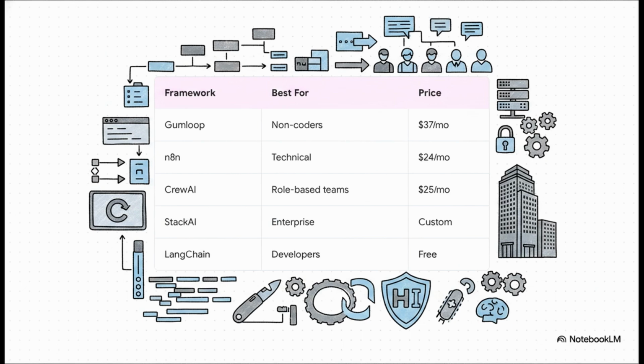What if you want to build a whole team of agents? Crew AI is incredible for that. You can have an AI researcher hand data to an AI writer who gives it to an AI editor. It's a digital agency in a box. For enterprise-grade compliance like HIPAA, you'll want to look at Stack AI. And finally, if you're a developer who wants total control of the raw code, LangChain is still the open-source Swiss Army knife. Just pick the one that matches your technical comfort level.